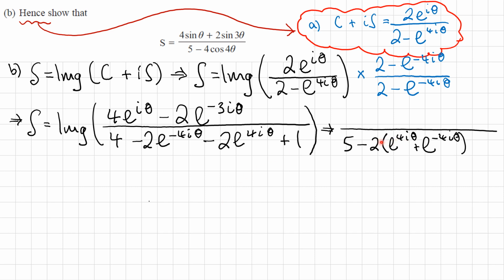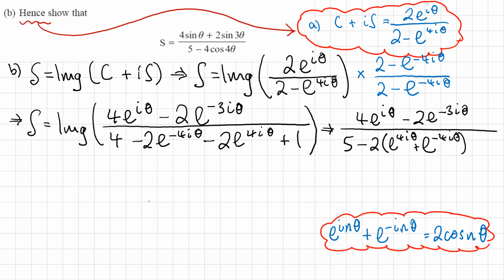For the numerator, I'm going to leave it as it is for the moment, and then I'll make the changes. So minus 2 e to the negative 3i theta. Now we've got another identity which we can use to deal with this part here. All of this in the bracket can actually just be written as 2 cos 4 theta. So we'll do that next, and then I'll deal with the numerator as well.